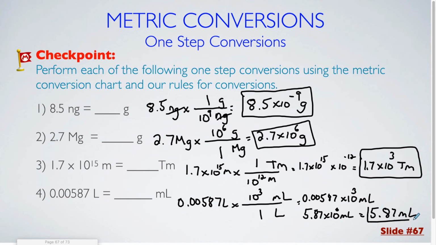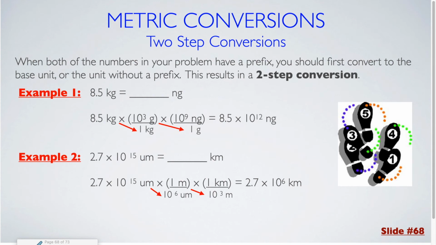10 to the 0 power is equivalent to 1. So it's essentially like you're just multiplying 5.87 times 1. So that covers one-step conversions. Now let's take a look at when you would need a two-step conversion. When both of the numbers in your problem have a prefix, you should convert to the base unit or the unit without a prefix first. This results in a two-step conversion.